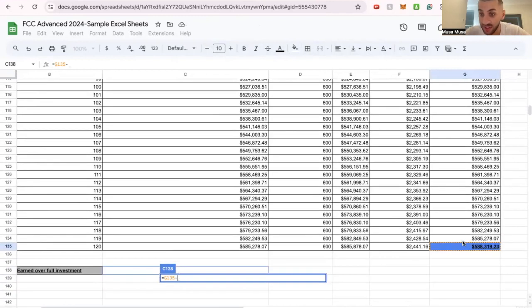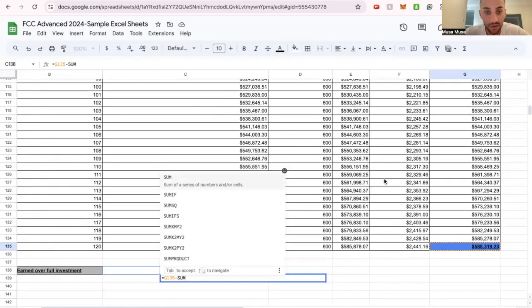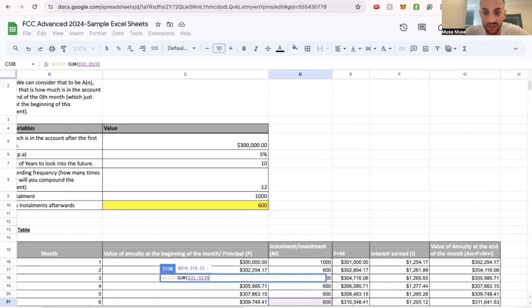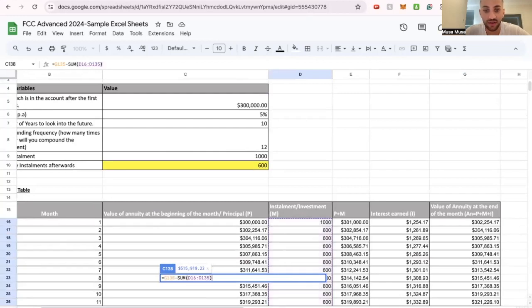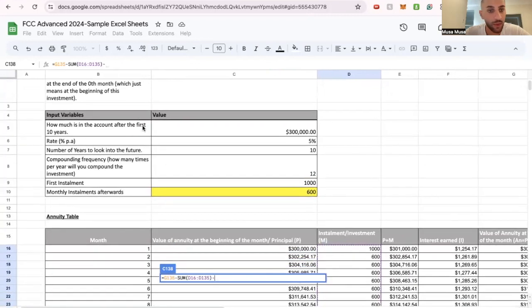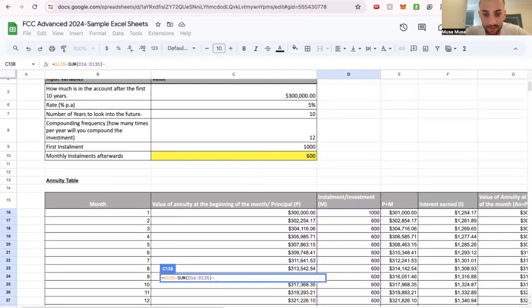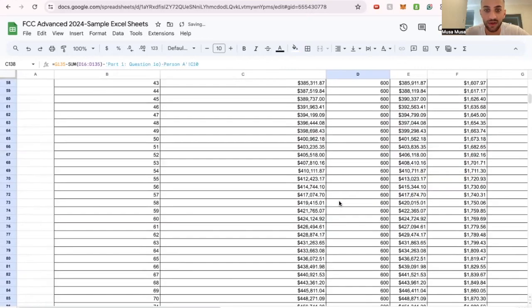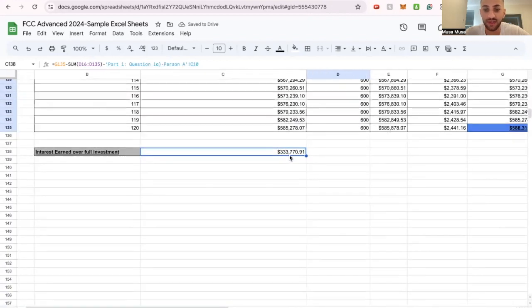So what we can do is this number minus the sum, and then that opens up a little bracket, and then we can drag all of this so that no matter if we change it, it doesn't affect it. But then also minus, where's our present value? Present value was all the way back here, 182,148.31. So minus that number. So when we come back to here, it shows that this is the amount of interest we would have earned.